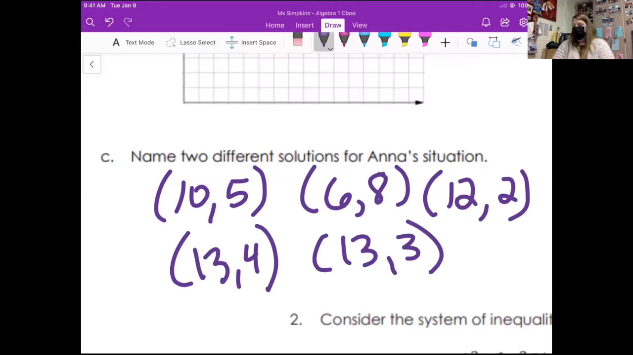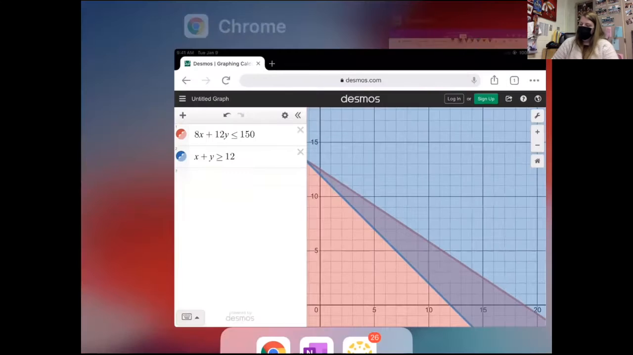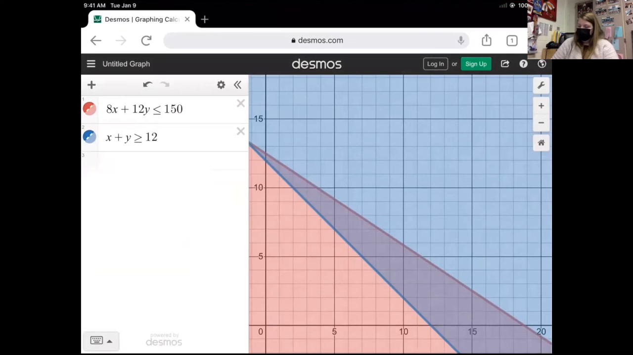One more, Lena. What you got? 7, 2. 7 paperbacks, 2 hardbacks. Is that in the shaded area? Are you sure? Because that's not 12 books. Is that where they join? Like 7, 2. That's not in my shading. Did you maybe mistype?